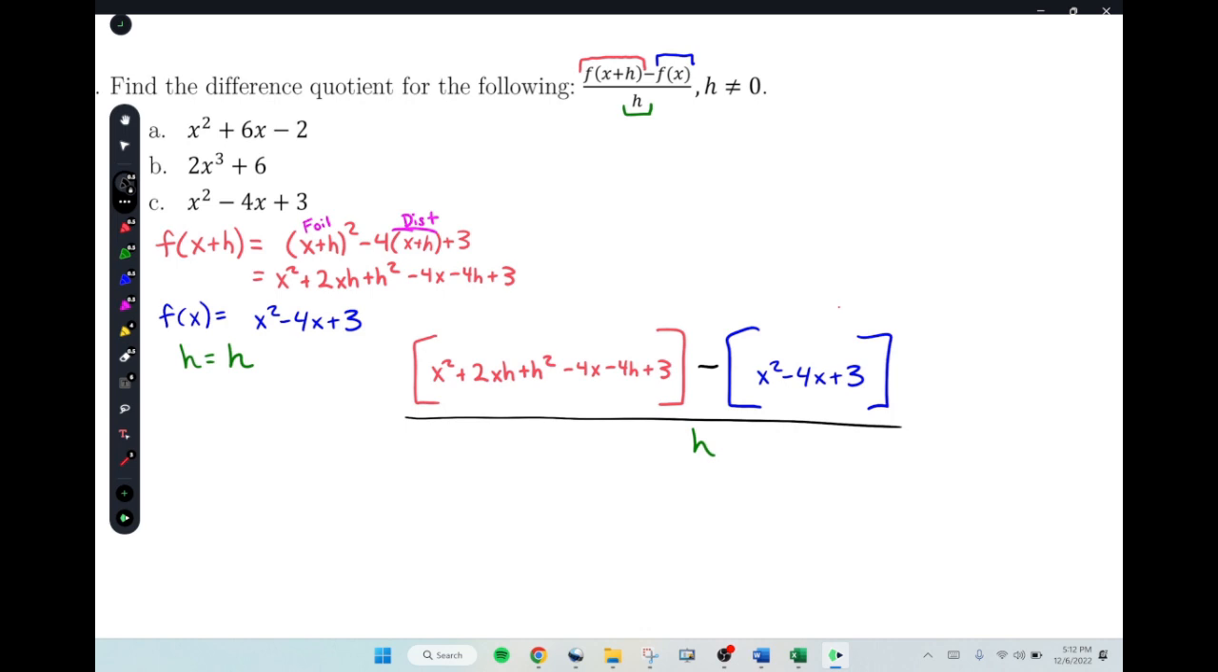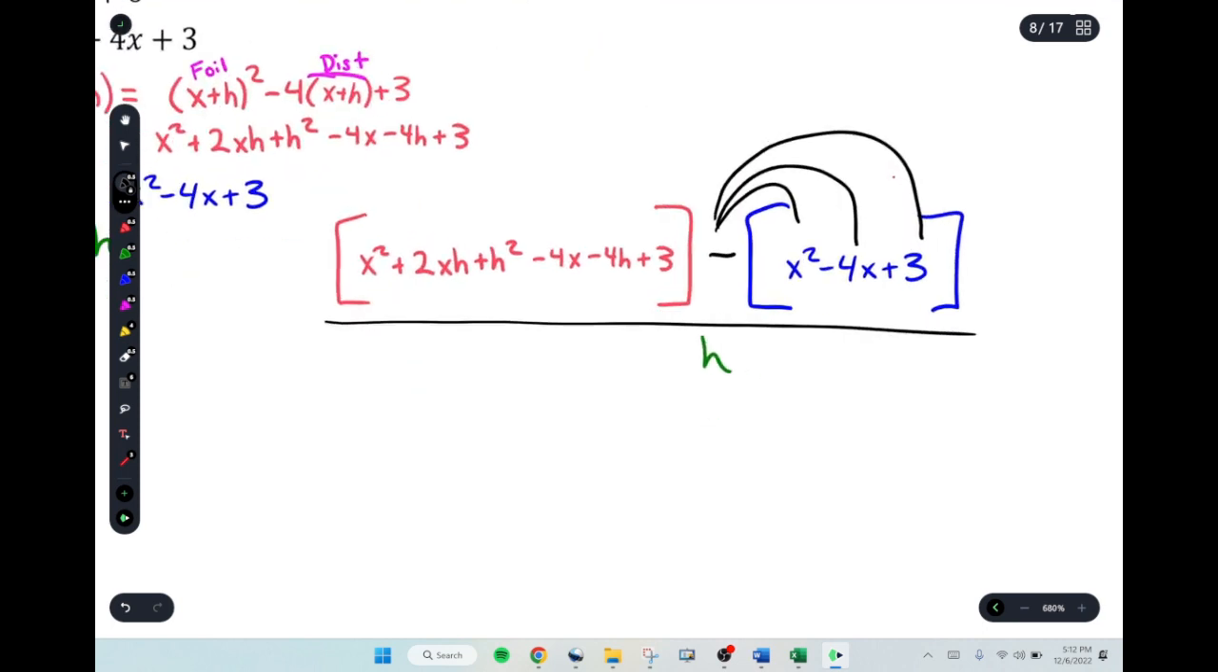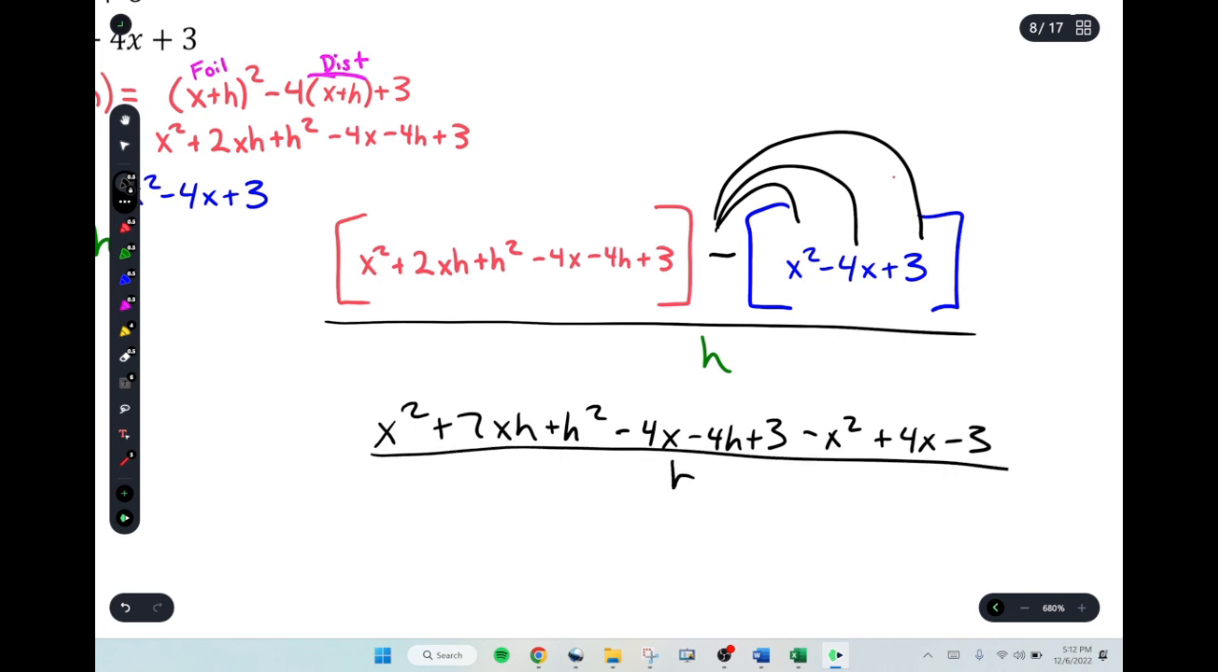But before we do that, we need to distribute this negative sign to all three terms. So we should get x squared plus 2xh plus h squared minus 4x minus 4h plus 3 minus x squared plus 4x minus 3, all over h.